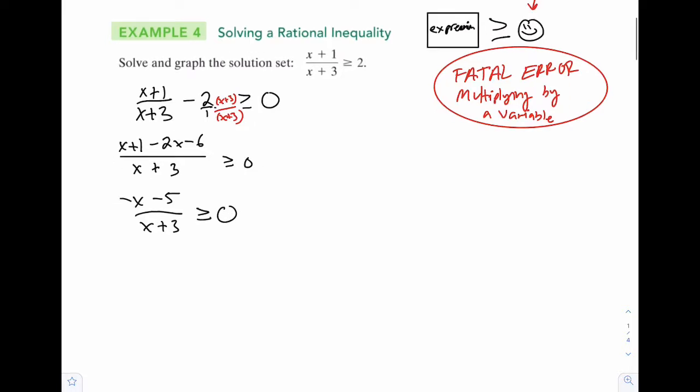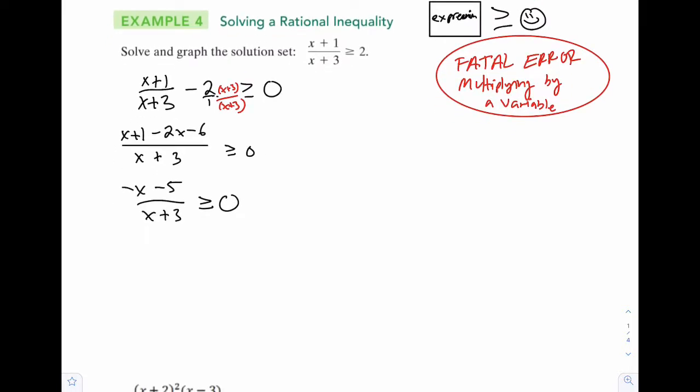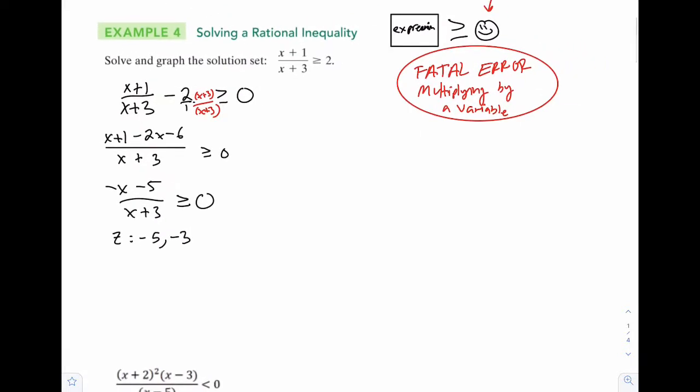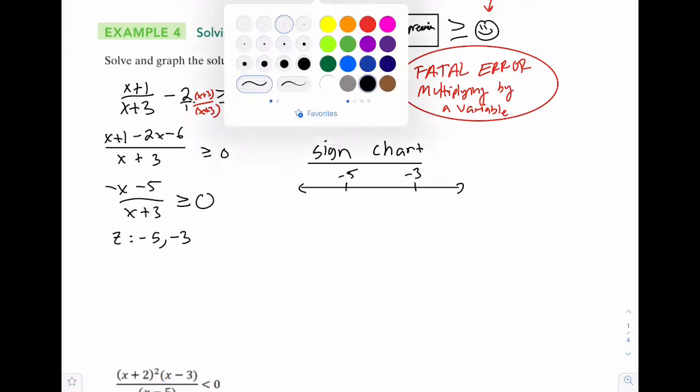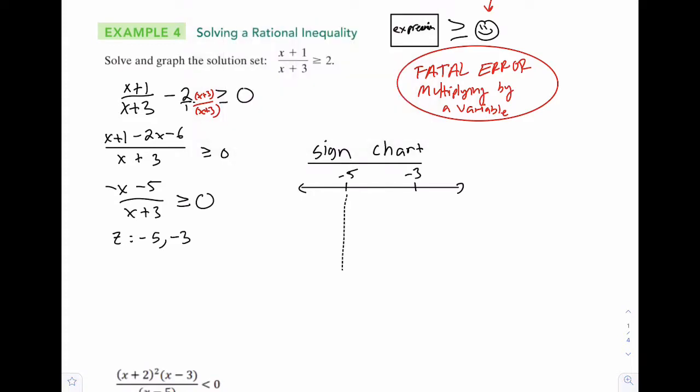to 0. Now, once you're at this point, it's very similar to yesterday's work. Write a Z for zeros, and I can see my zeros here would be negative 5 and negative 3. Once you have that, we could graph this, but obviously graphing this is pretty hard. So the main method you're going to do is a sign chart. So start by making your number line. Negative 5, negative 3. Draw your dotted lines.